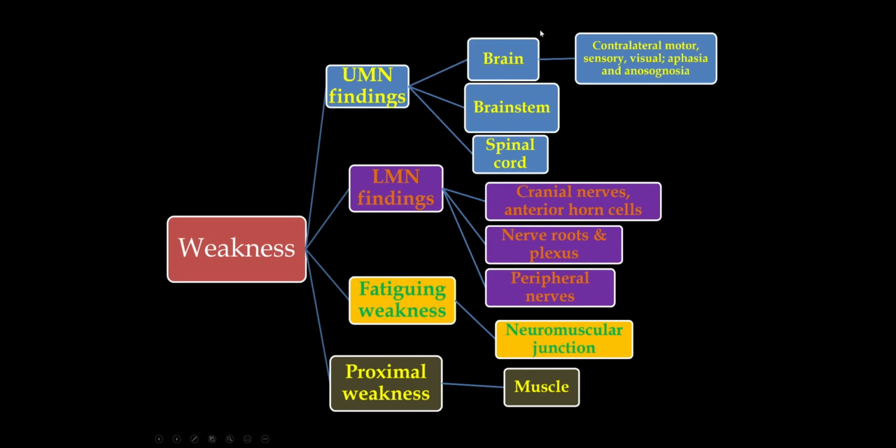So if our lesion is in the brain, then in general patients are going to have contralateral motor, sensory, and visual deficits. Okay, so that would be contralateral face, arm, and leg, motor and sensory loss, or a contralateral visual field deficit. So if the lesion is in the right hemisphere, the patient will have a left-sided visual defect of some sort.